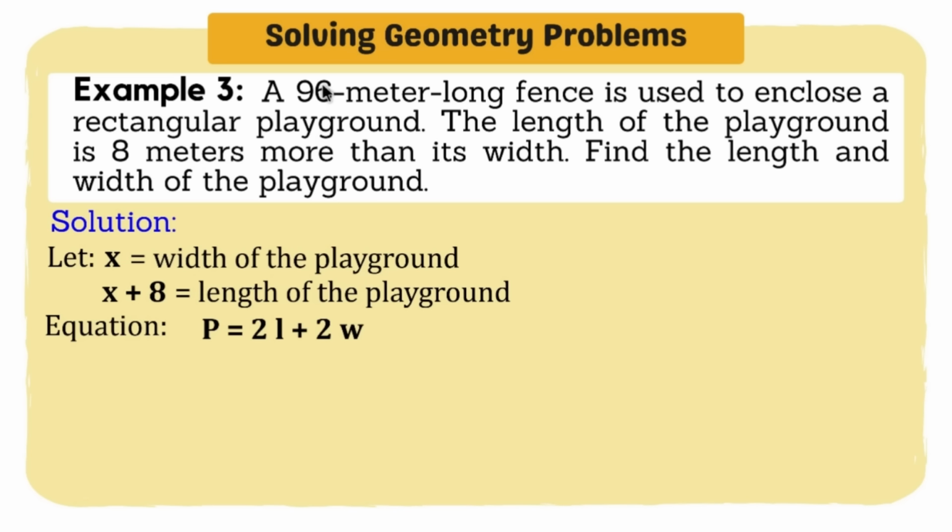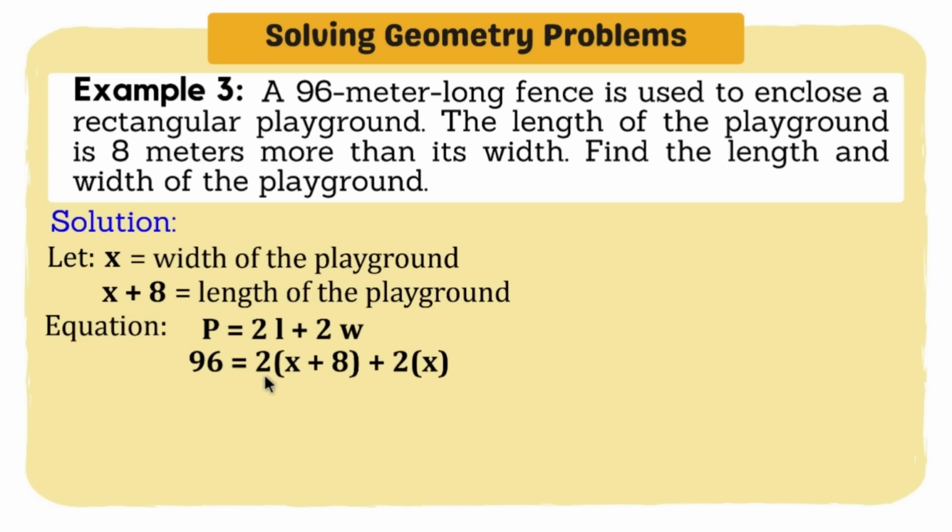And in our first sentence, sabi dyan, ano ang perimeter? It's 96 meter. Okay, so napapaliputan yung ating playground ng 96 meter long fence. Okay, so our perimeter is 96 and let us substitute yung length natin, which is x plus 8 doon sa representation natin, and then yung width, which is x. Okay, so ito po yung ating equation.